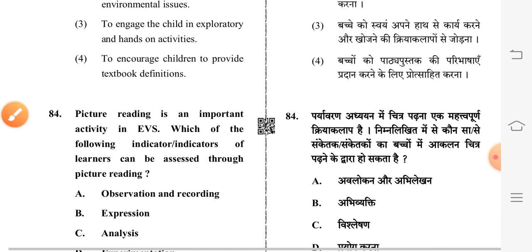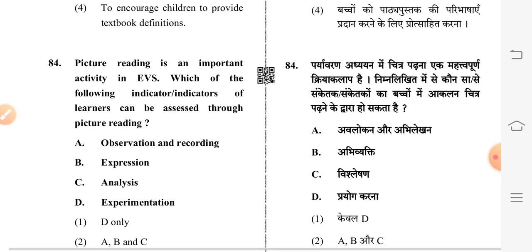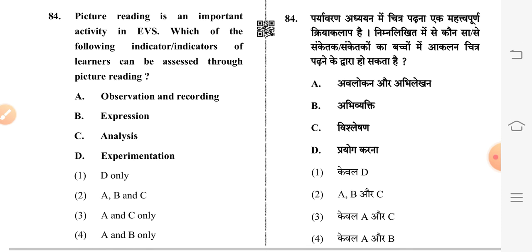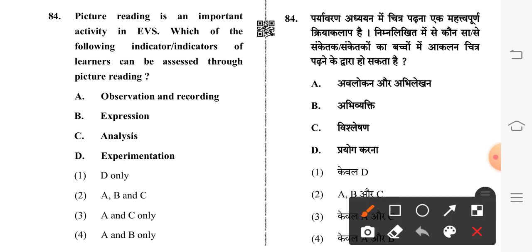Next question number 84. Picture reading is an important activity in EVS. Which of the following indicator or indicators of learners can be assessed through picture reading? Second option is correct. A, B, C are correct.